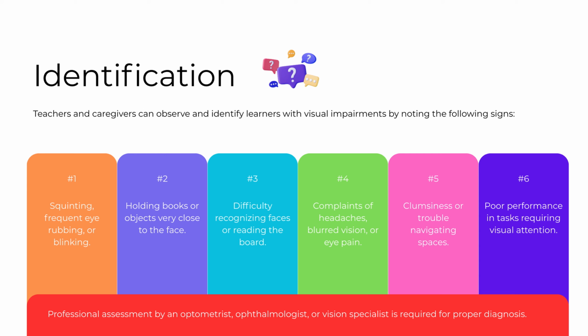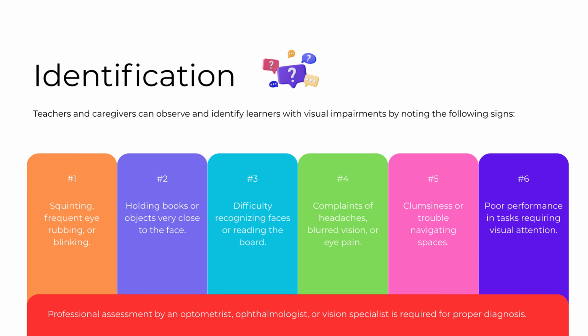The fourth sign is complaints of headaches, blurred vision, or eye pain. These are symptoms of visual strain, especially when doing close work for long periods without proper visual support. So this often results from constantly forcing the eyes to focus, especially if the child needs glasses but doesn't have them.